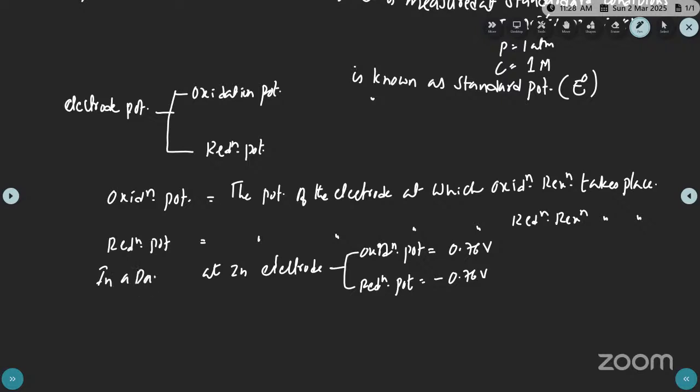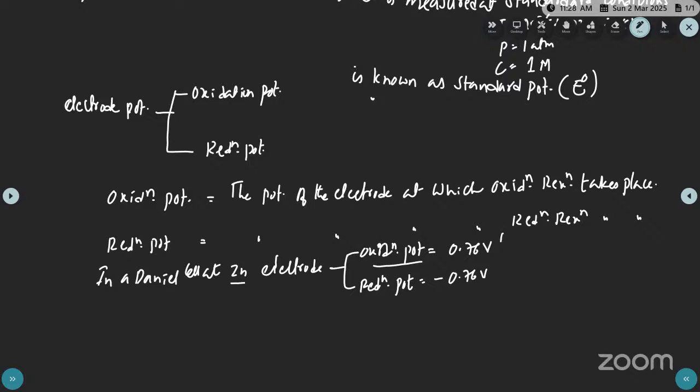So in a Daniell cell at the zinc electrode, what happened? Oxidation reaction takes place, so the oxidation potential is a positive value. And at that electrode, the reduction potential is opposite to the oxidation potential. The quantity is the same, but the sign will be changed.